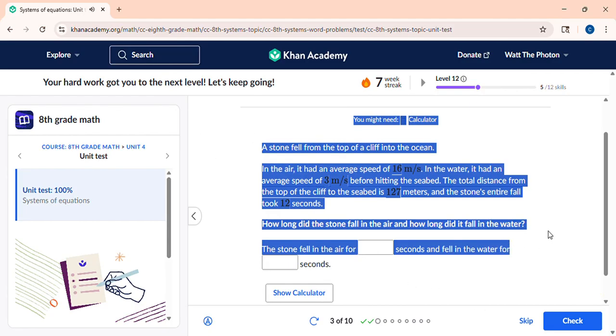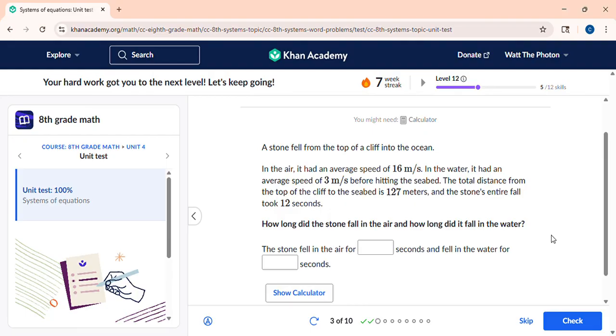A stone fell from the top of the cliff to the ocean, and in the air had an average speed of 16 meters per second, and in the water had an average speed of 3 meters per second before hitting the seabed. The total distance from the top of the cliff to the seabed is 127 meters. The entire fall took 12 seconds. How long did the stone fall in the air, and how long did it fall in the water?